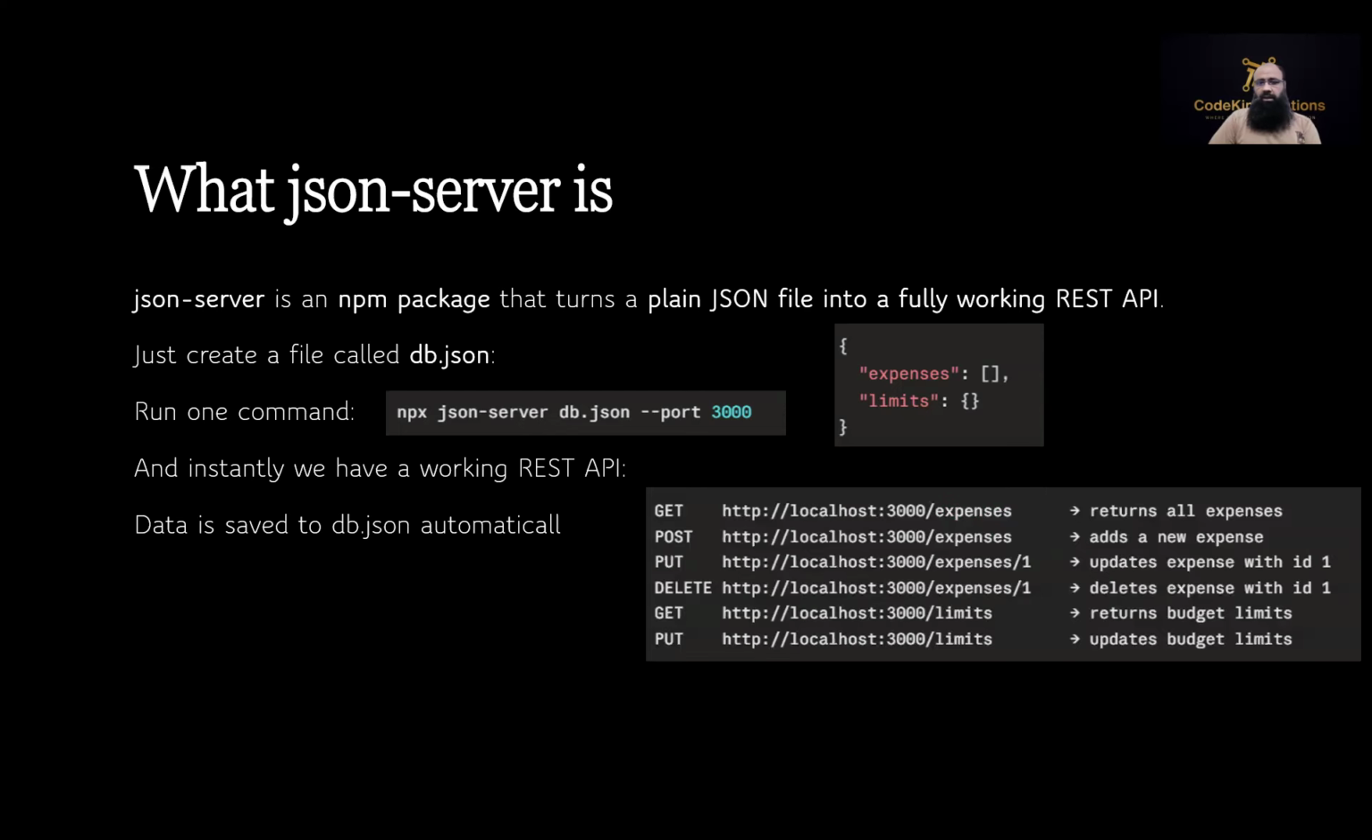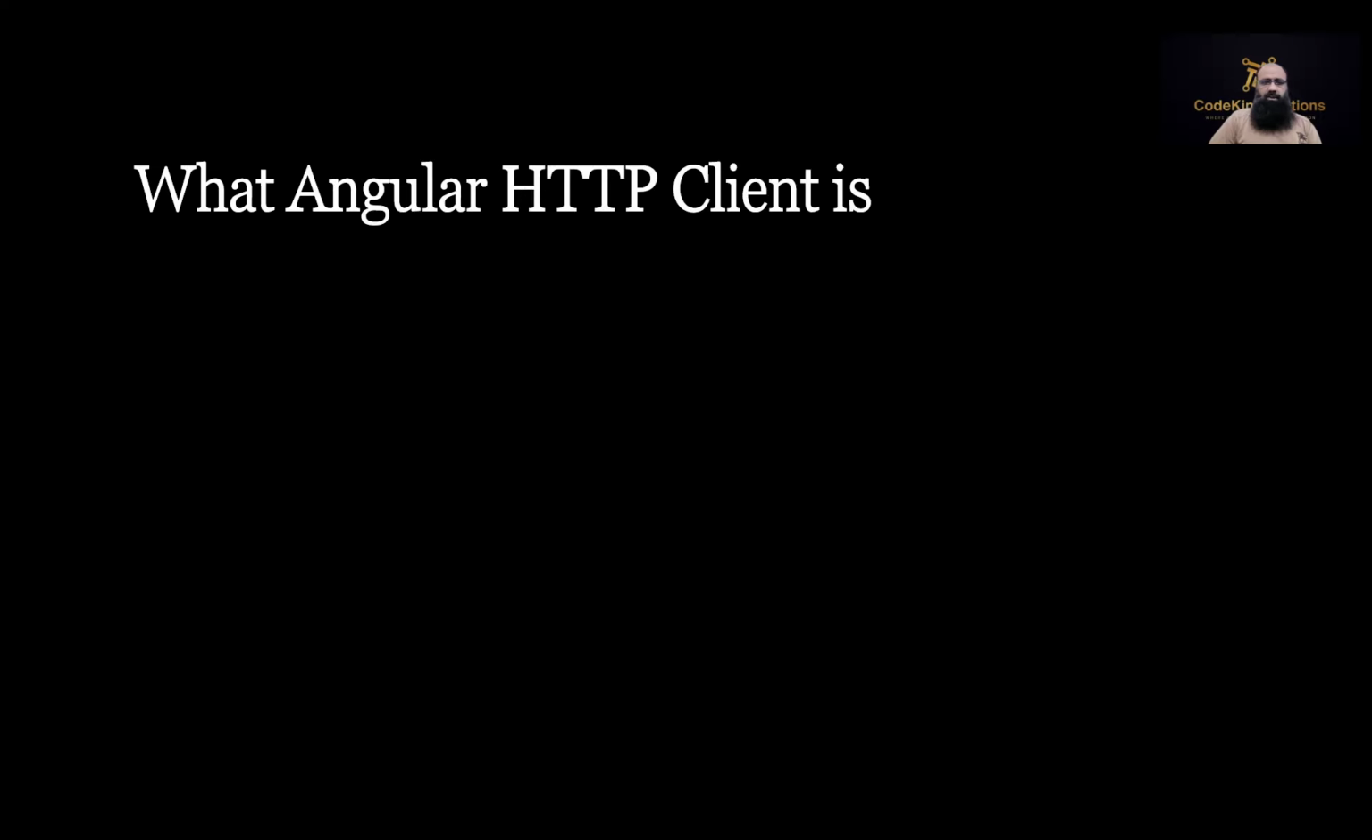So you can see, as I just mentioned, we can have a get call, a post call, even a put and a delete. And it's not just for expenses, it's for limits. You can see there are two main keys being used in the db.json file. So let's try creating this file. Rather than creating it right now, we'll create it on the go. So let's just quickly move further.